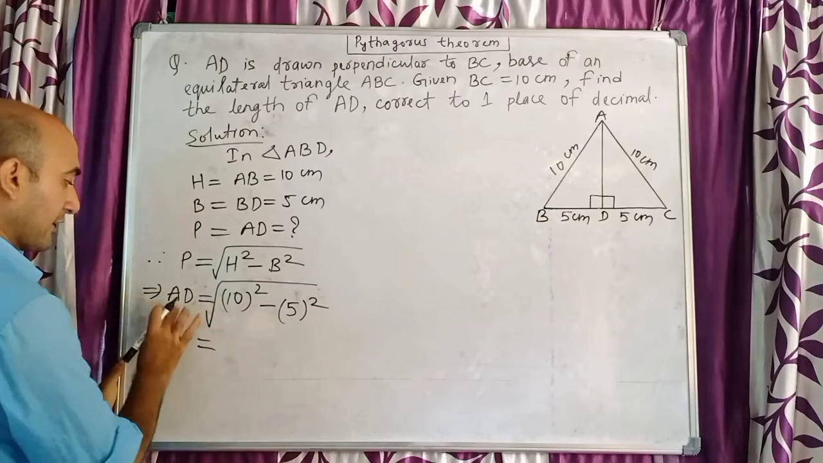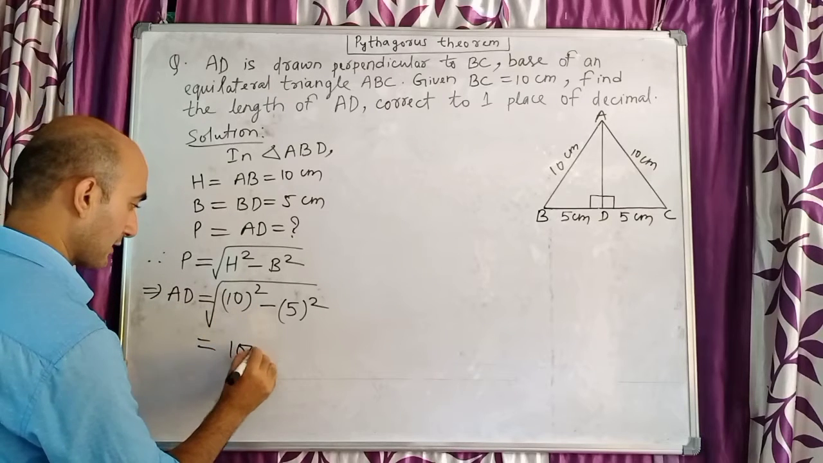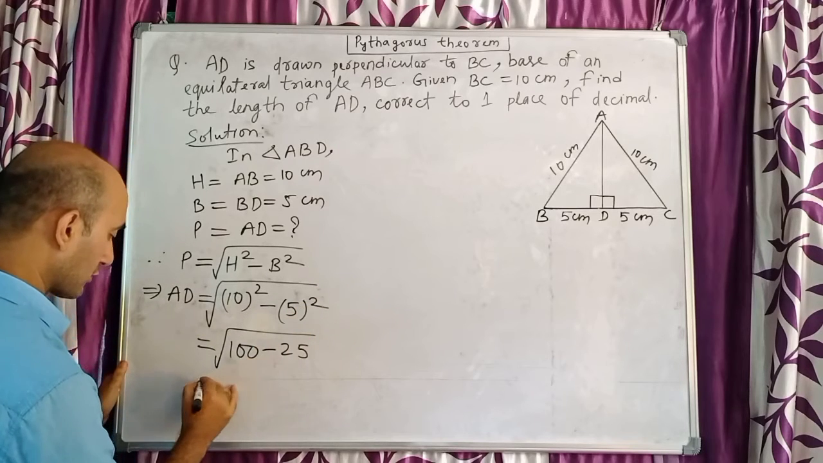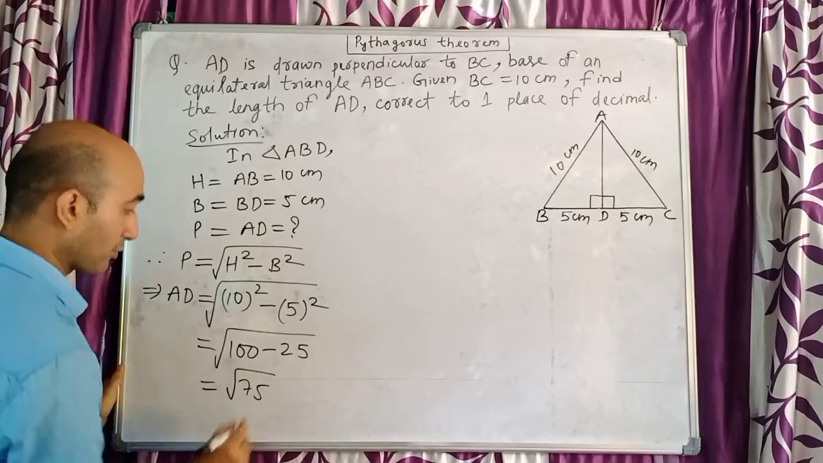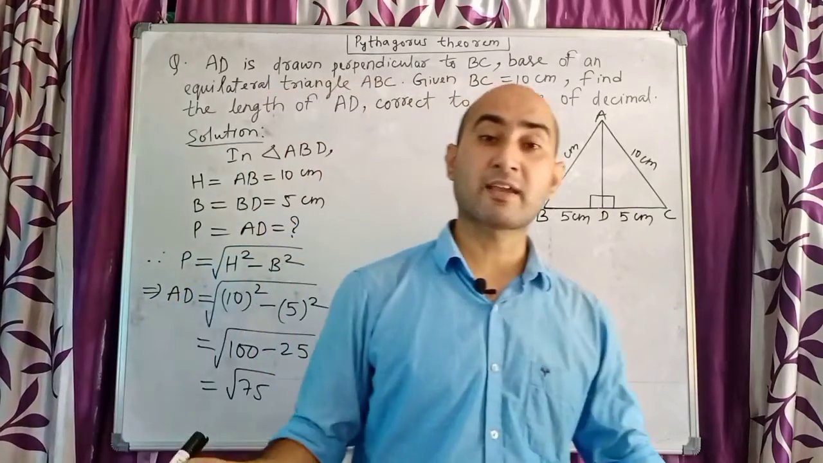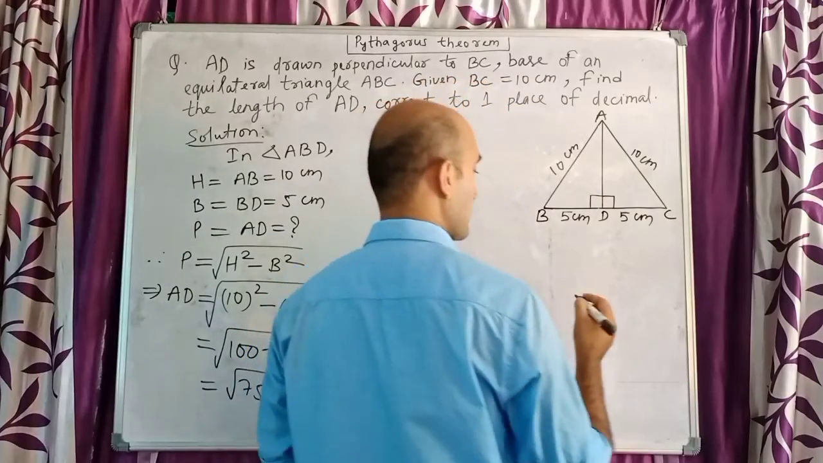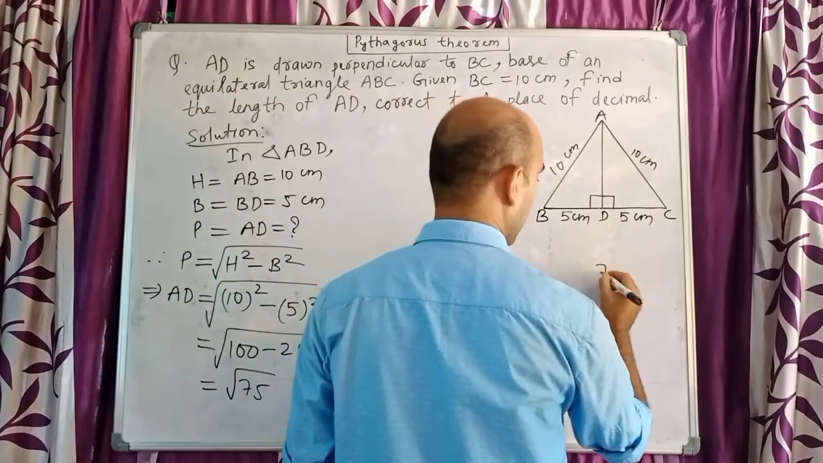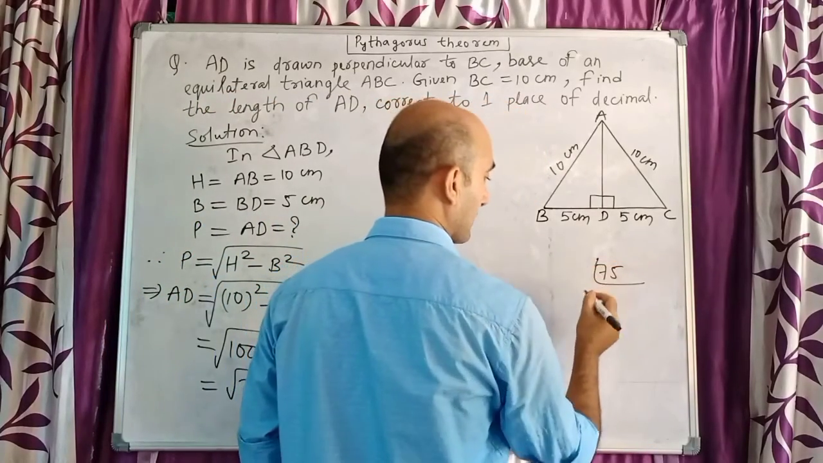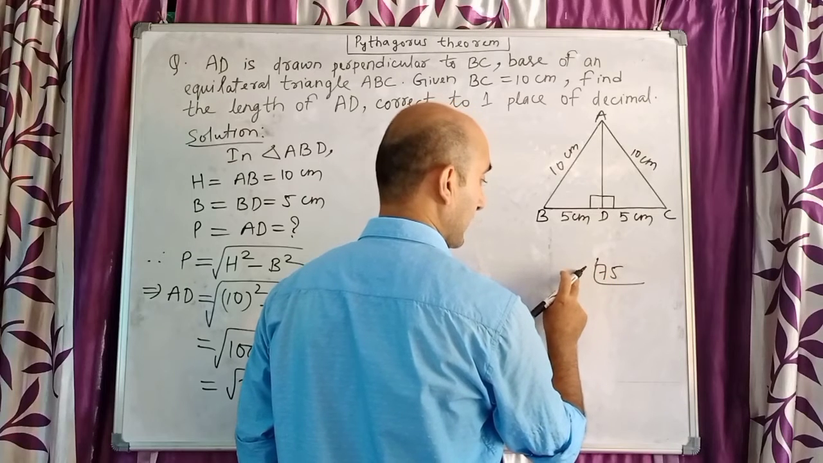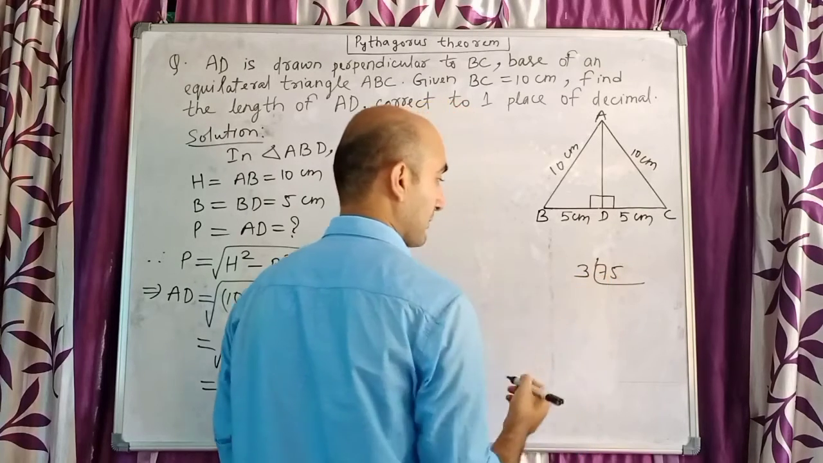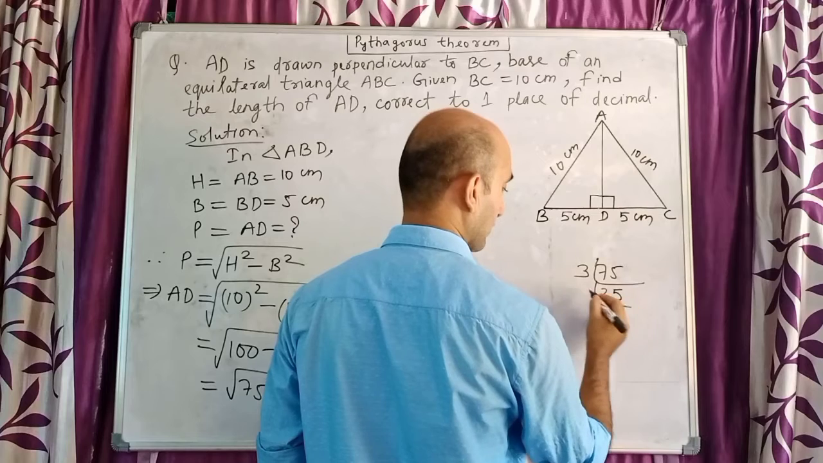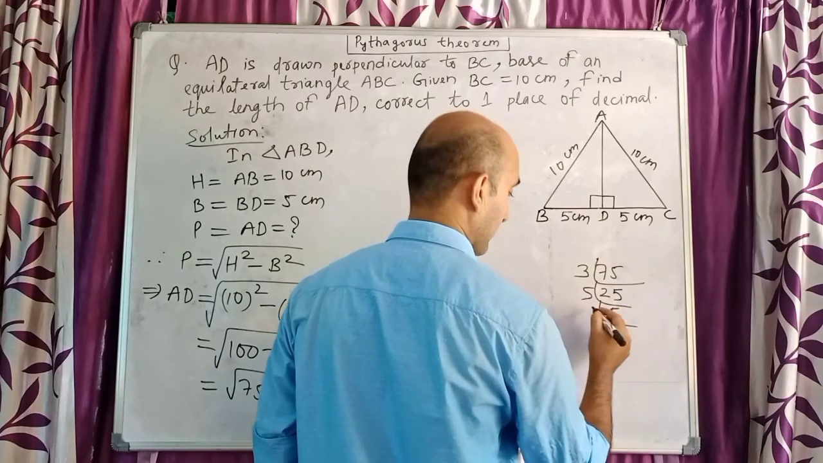Now we will start finding the value of AD. 10 square is 100. 5 square is 25, root over. So we have now root over 75. Normally for root over 75 we don't have any value, but there are some ways you can, because the answer is required in one place of decimal. So what you do, 75 you factorize like this in the rough. Then with the help of 3 and 5 you can do. You can use 3 as well as 5. So 3 1s are 3, 3 5s are 15. 5 5s are 25.